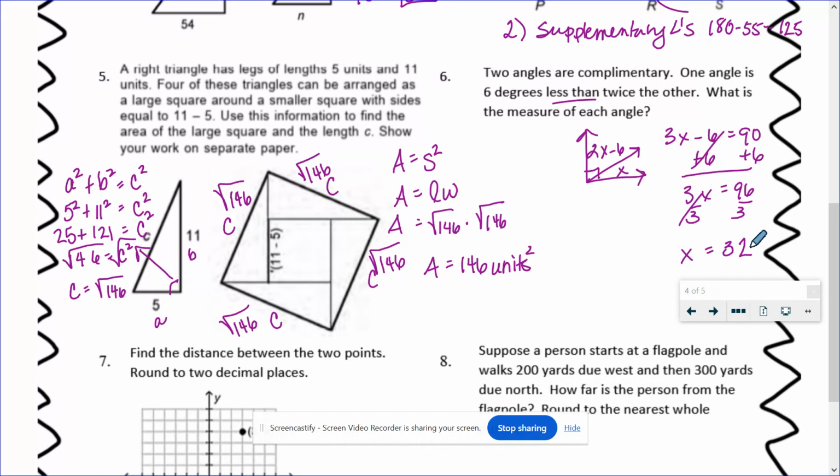So now that I know x is 32, now I can determine the measure of each angle. So x is 32 degrees, and then 2 times 32 minus 6 is going to be the measure of my other angle, which is 58. And they do add up to 90. So 58 and 32.